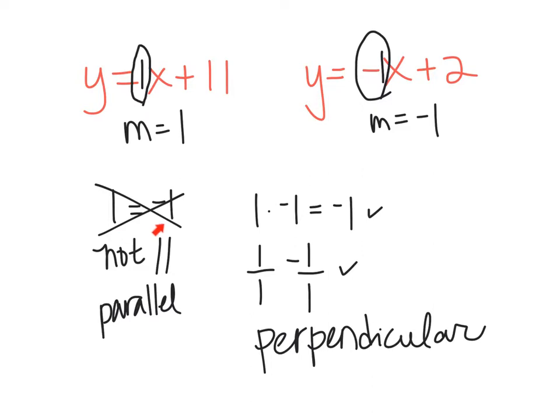So we know that they're not equal, so that means they're not parallel. But if we multiply them together, we do get negative 1. Also, if we look at it as opposite reciprocals, we have 1 over 1, and then the opposite would be negative, and then you flip it over, and you still have 1 over 1. So they're still opposite reciprocals, and so they are perpendicular lines here. 1 is the only one that works like that, when it's just a positive or negative.